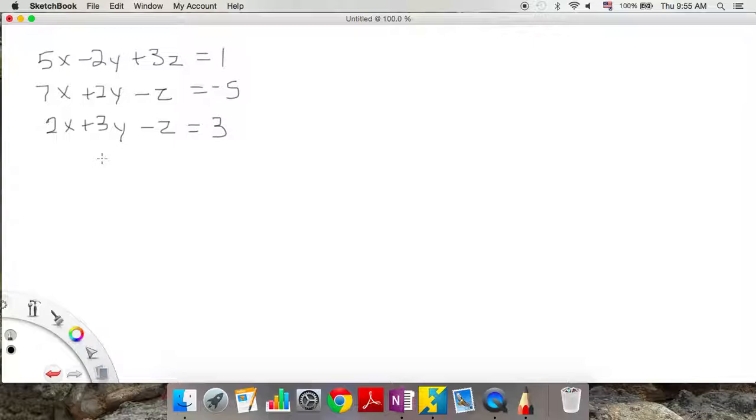Personally, I like elimination better, especially when I have things like this right here. See this -2y and this +2y? That is really easy to add together and get 0. So the first thing I'm going to do is use that. So I'll take these first 2 equations.